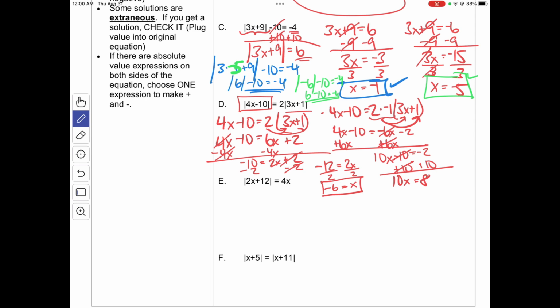I can now divide both sides by 10 to get x by itself, and x equals 0.8.